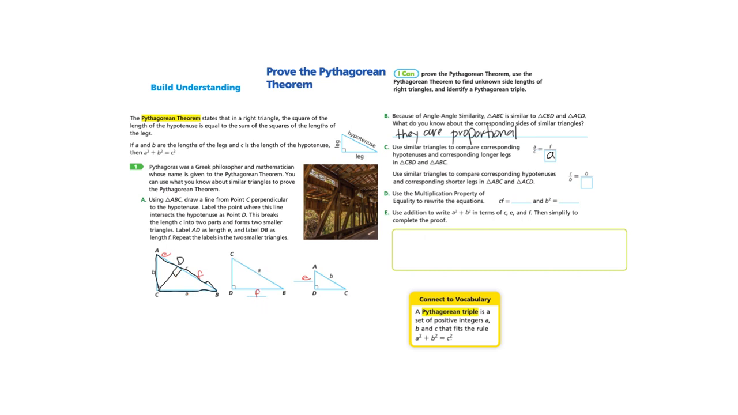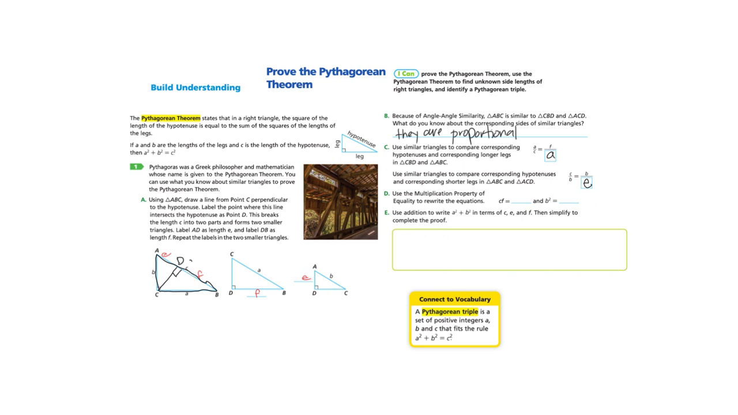And then it says use similar triangles to compare corresponding hypotenuses and corresponding shorter legs. So again, in ABC and ACD this time. They're comparing the hypotenuse C here to B, this shorter leg. And then if we look here, if we compare the hypotenuse B to the shorter leg, it would be E.